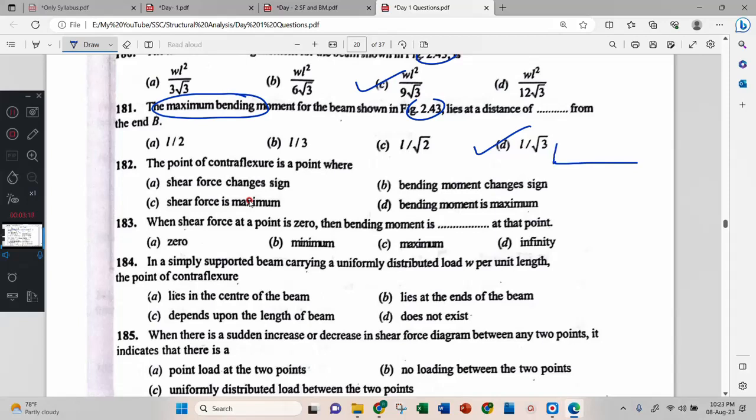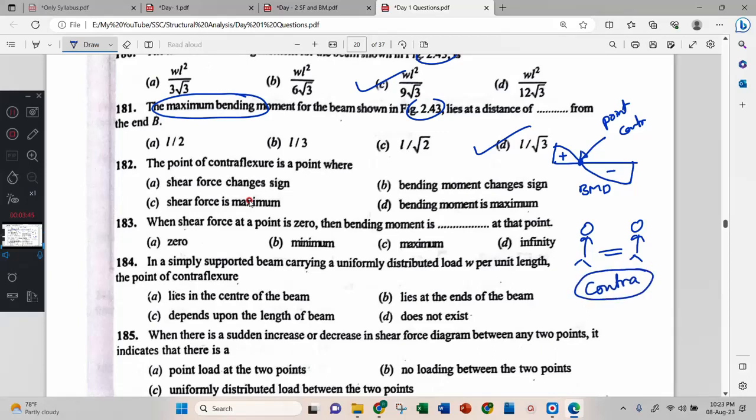In the bending moment diagram, if it changes sign, this is the BMD, then this point is called the point of contraflexure. You know the word contradiction, controversy? What has happened between these two people now, a controversy. What is contra? Contra means opposite. What is flexure? Flexure means bending. What is contraflexure? Opposite bending. Contra means opposite. So contraflexure means opposite bending. This is positive bending, this is negative bending. This point is contraflexure.